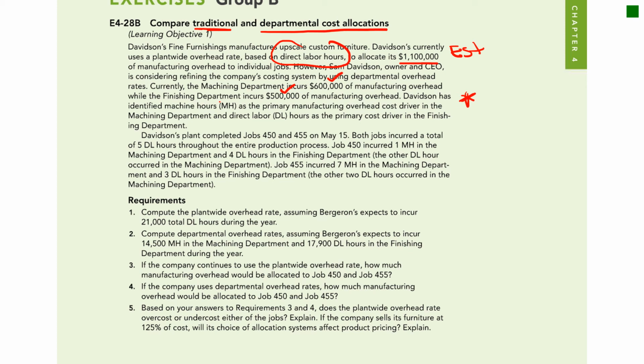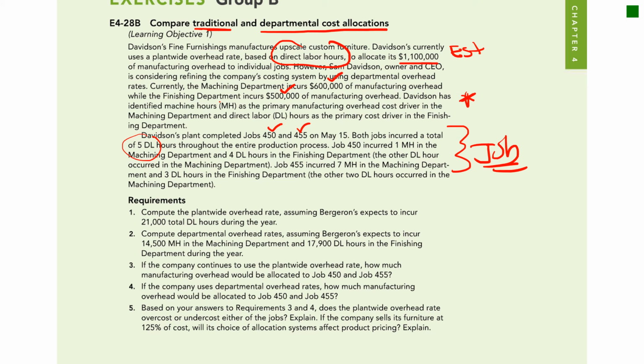We've got a couple jobs here, jobs 450, 455. Both incurred a total of 5 direct labor hours, so they give you the activity. Job 450 has 1 machine hour, 4 direct labor hours in the finishing department, and since the other direct labor hours occurred in machining. Job 455 incurred 7 machine hours, and you can read through the rest, but basically here's all the details of the job information.